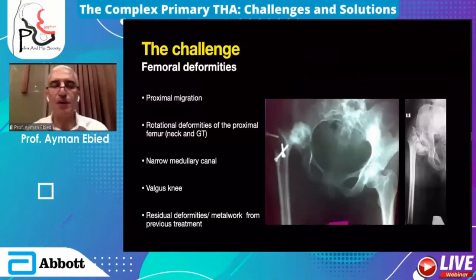The challenge for the dysplastic hip that we see is that there is proximal migration of the head of the femur. And one of the aims, as we know, is to bring the center of rotation down into the true floor of the acetabulum. So we have to overcome the problem of the proximal migration and the leg length discrepancy.